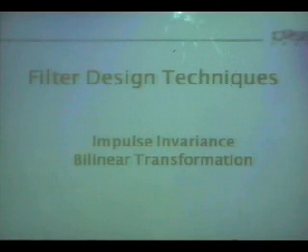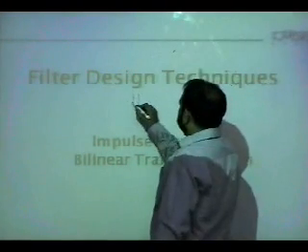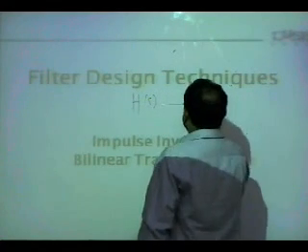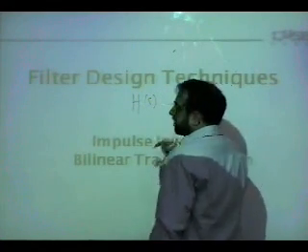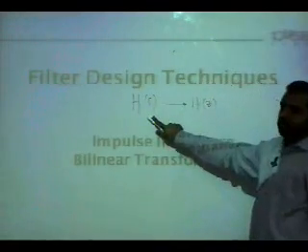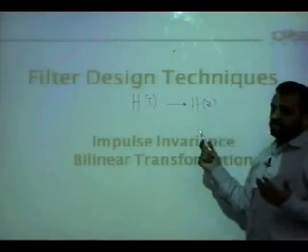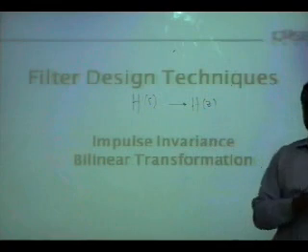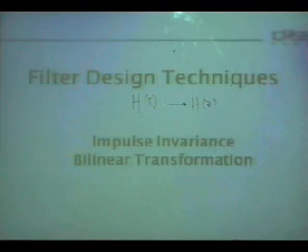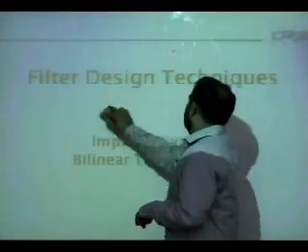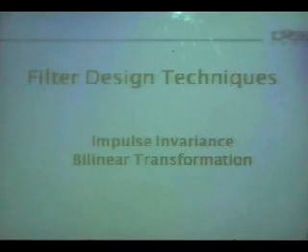Now comes the techniques. How do you go from H of s to H of z? These are the two methods. One is called the impulse invariance method, and the other is called the bilinear transformation. These are techniques of converting a transfer function H of s to a transfer function H of z, and the constraint is that a stable system here must result in a stable system here. All the poles in the left half s-plane must be inside the unit circle. So we want our method to obey the stability condition.